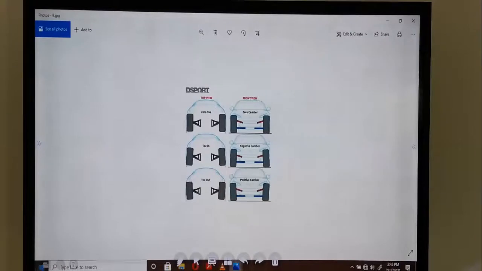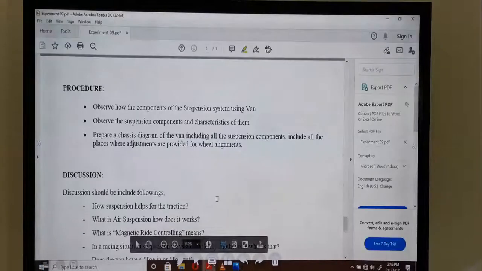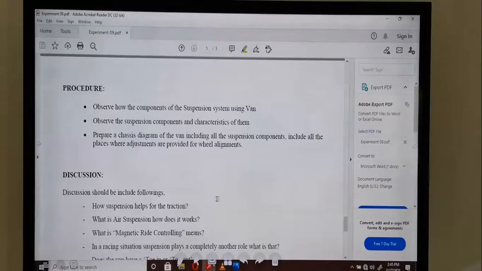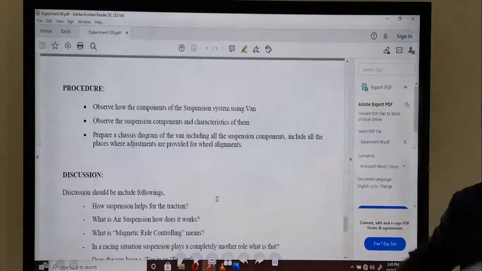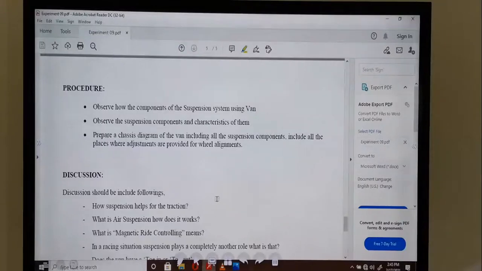So here it is mentioned to include all places where adjustments are provided for the wheel alignment. I already told you about the tie rod, and I showed it in the steering practical. We have to adjust the toe with the tie rod screw. So here we have to mention the 3 alignment setups and where we can adjust them in the body part, in the chassis diagram.